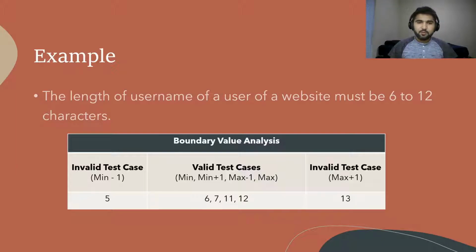So in boundary value analysis, we make test cases in the following way. We have an invalid test case, which is minimum minus 1, which in this case would be 5. And then we have valid test cases, which are the minimum value itself, a value greater than the minimum value, minimum plus 1, and a value less than the maximum value, and the maximum value itself. So in this case, 6, 7, 11, and 12 would be the boundary conditions that we have to check. And another invalid test case would be around the boundary at 13, which is max plus 1. So boundary value analysis works in this way.